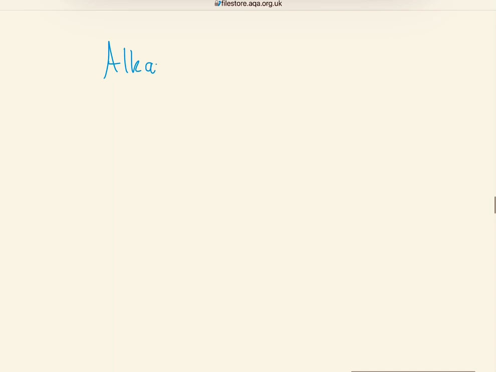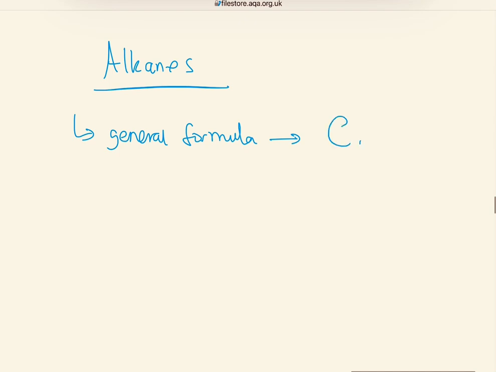Alkanes. Alkanes have a general formula, so something you can remember them as. The general formula is your friend. CnH2n+2. This means there's n number of carbons. So let's say the number of carbons is 8. Then there's 2n+2 number of hydrogens. So what would you do? You would multiply the 8 by 2 to get 16 and add 2 to get 18.